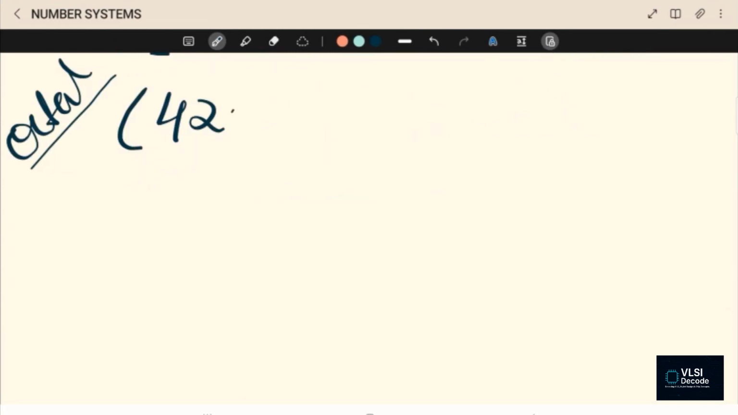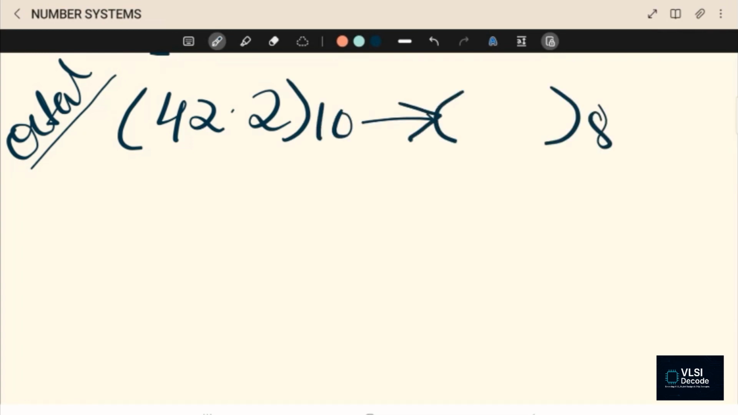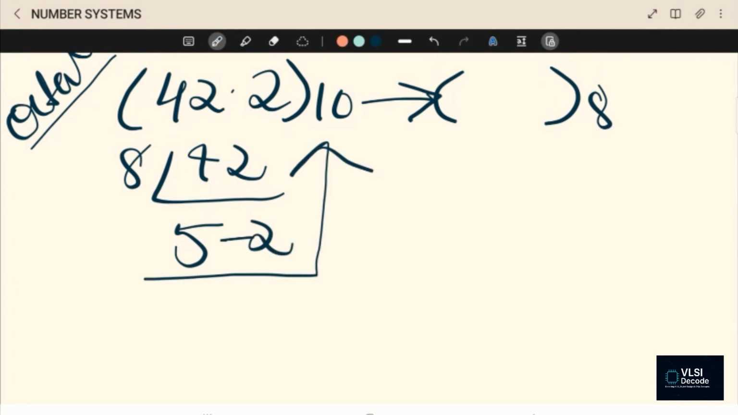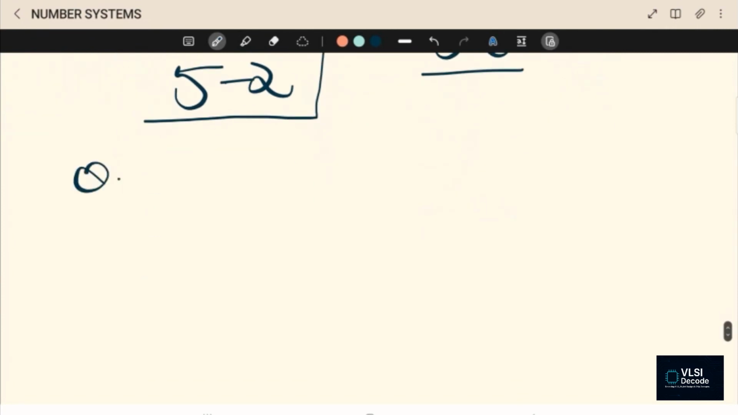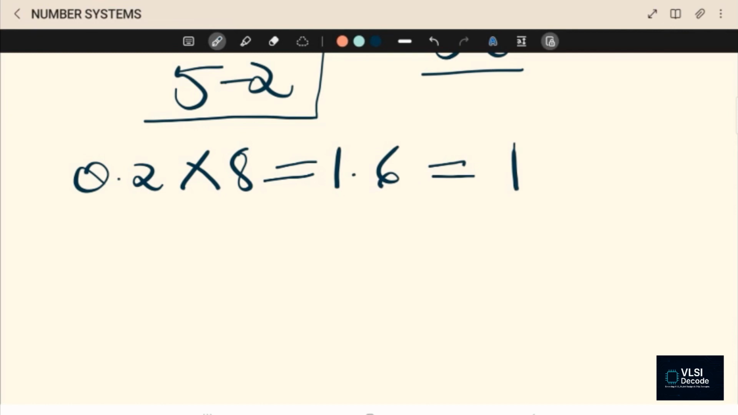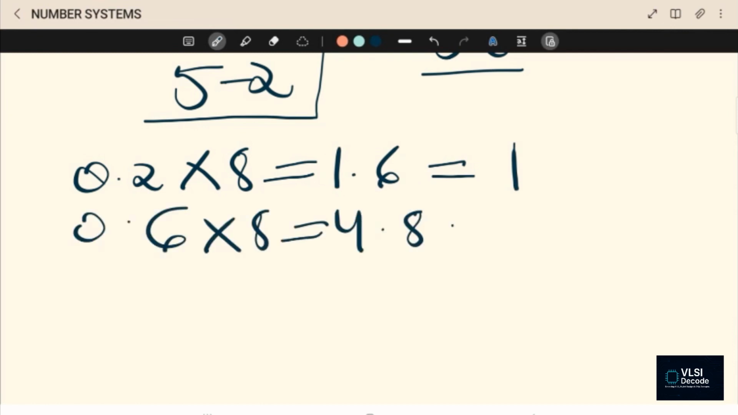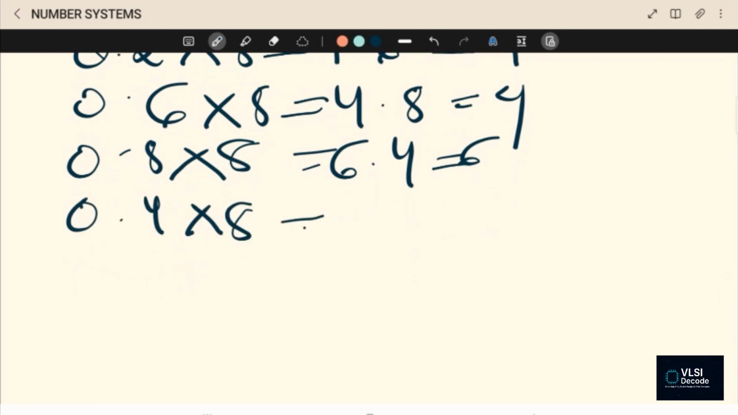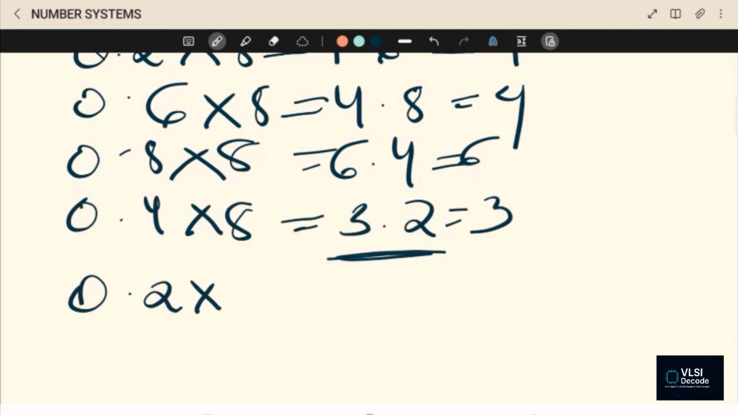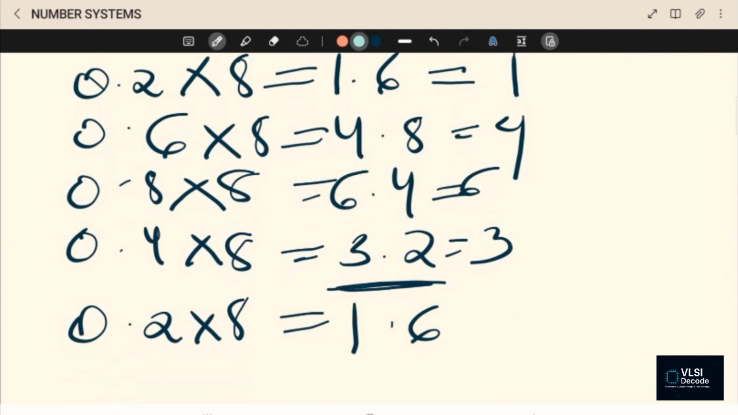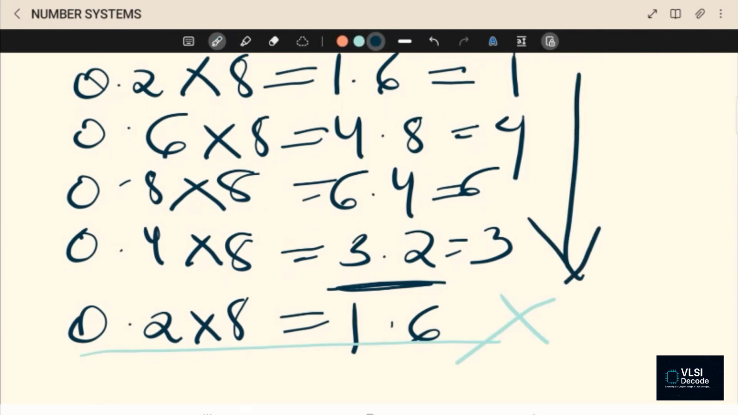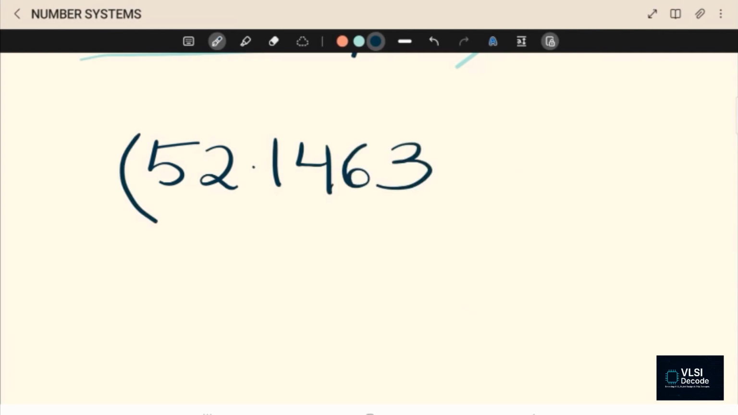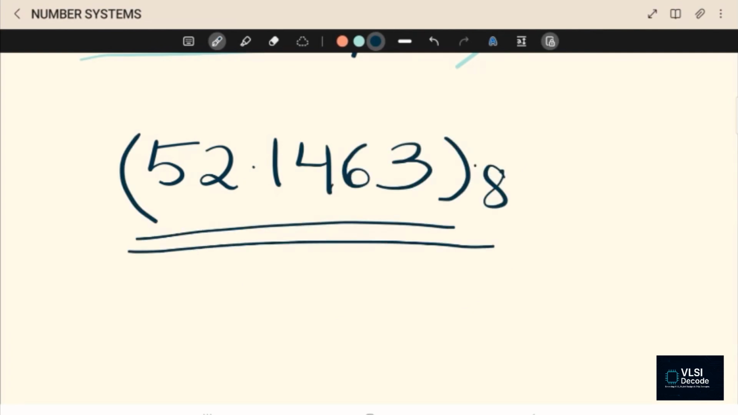Now let's see octal. So it is very simple. Let's take an example. So I just have to divide it with 8, and you have to take from bottom to top, and then for fractional part you have to multiply with radix, and that's it. Okay, you have to perform this until and unless you get 0 or the same fractional part of the starting where you have started. So I'm gonna stop my calculation here and take the top to bottom values, and 52.1463 is my answer in octal.